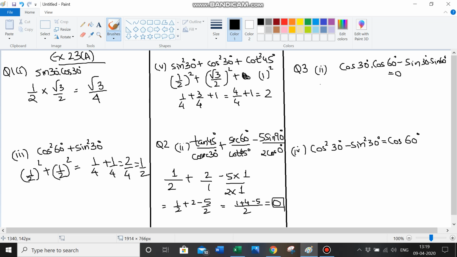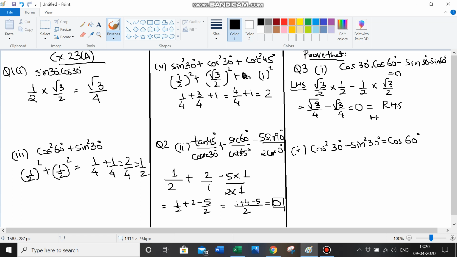Let's look at question 3, part 2. We need to prove that the left hand side is equal to the right hand side. So let's look at the left hand side. Left hand side is cos 30, which is root 3 by 2, multiplied with cos 60, which is half, minus sine 30, which is half, multiplied with sine 60, which is root 3 by 2. This is equal to root 3 upon 4 minus root 3 upon 4, which is equal to 0, which is equal to the right hand side. Done. Hence proved.